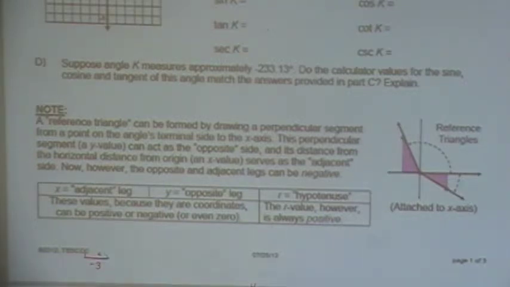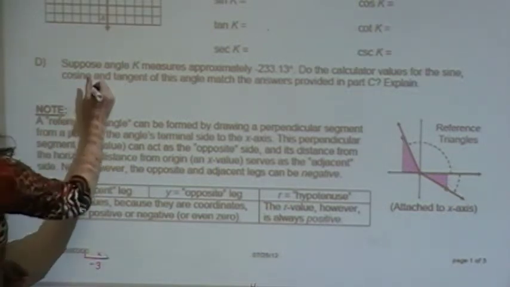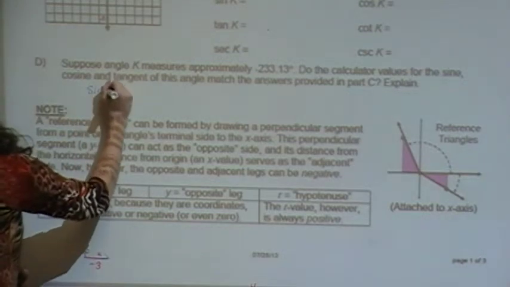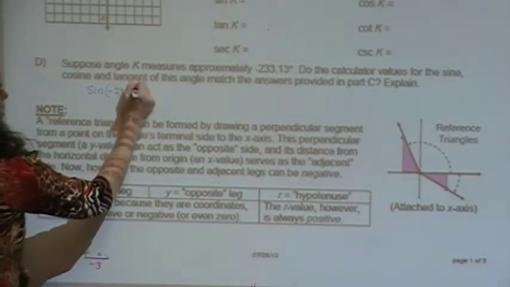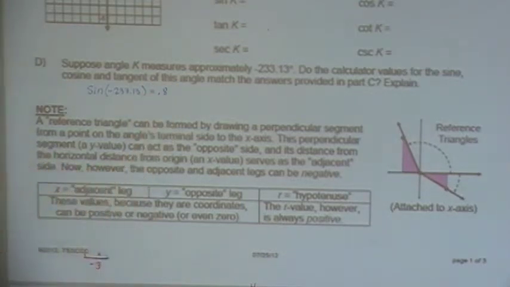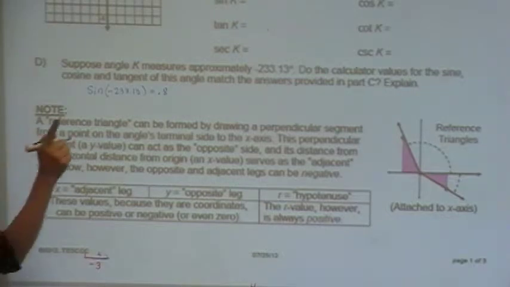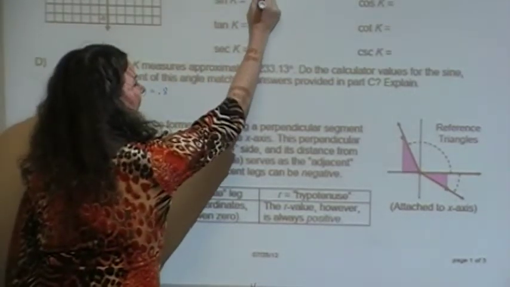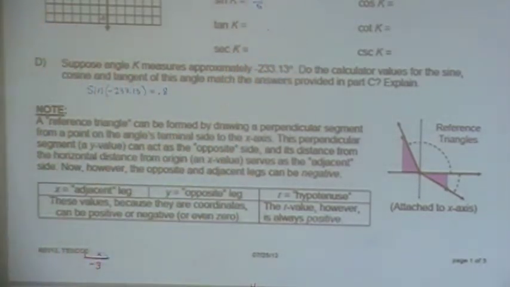Oh, I got 0.8. I got 0.79999. Okay, so when I did sine of negative 233.13, I got 0.8. What is 0.8 as a fraction? 4/5. Oh, it's a fraction. Just exactly what I had up here, 4/5.